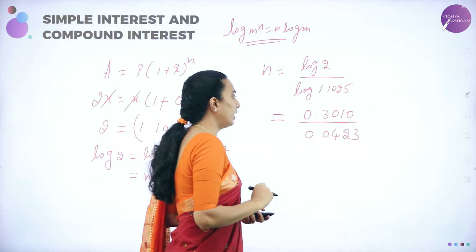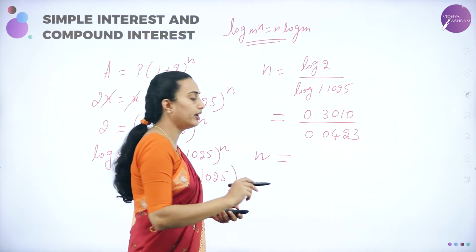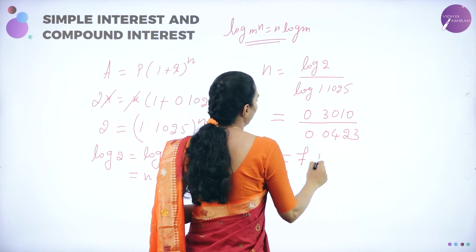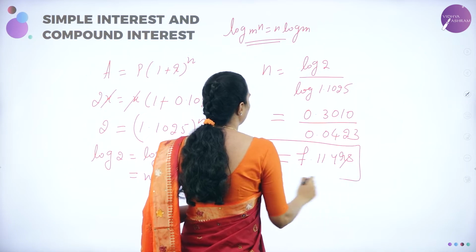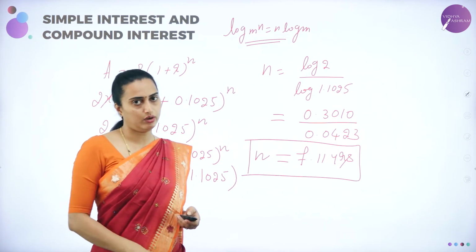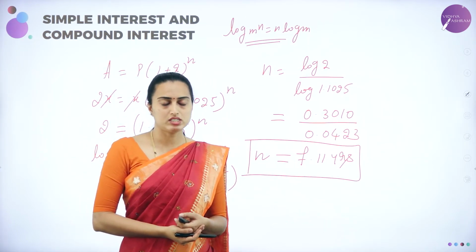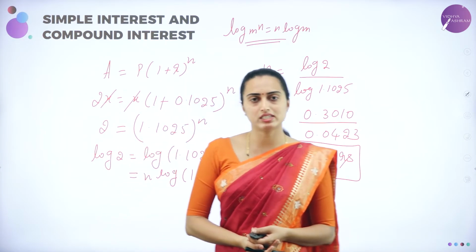This is the value of that one. So by dividing this, we are going to get n is equal to 7.11 years. So this is the value of n, what they've asked you to find out. Understood? Yes. Okay, we'll move on to the next question.